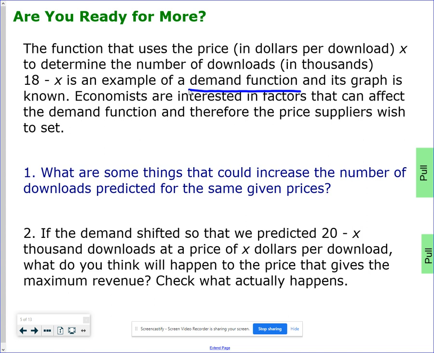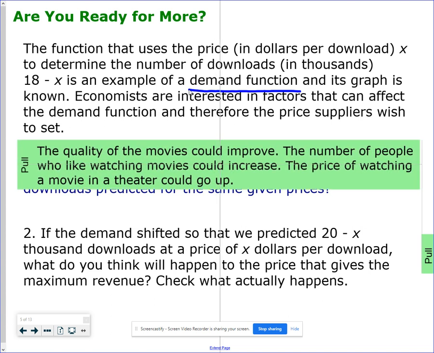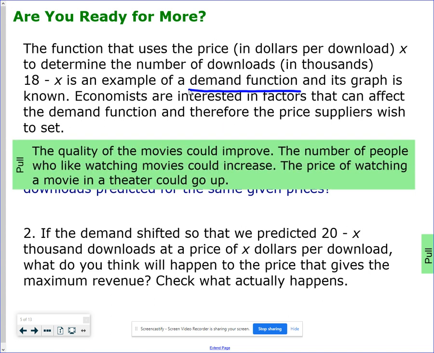So number 1 asks, what are some of the things that could increase the number of downloads predicted for the same given price? So if I don't change the price, what kind of things could get us to have more money? Or to have more customers, I guess, that would be buying this. Here are some options, right? If we have movies that are just better, if they're more popular, if they're movies that people like, then we would have more downloads, right?